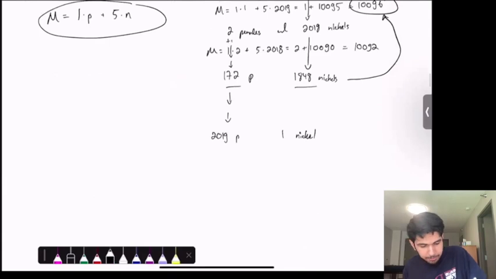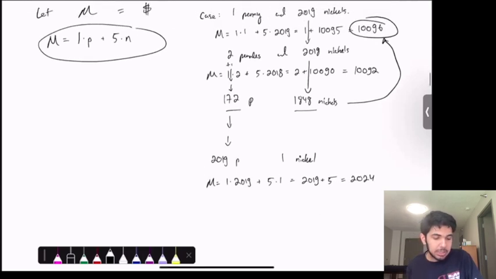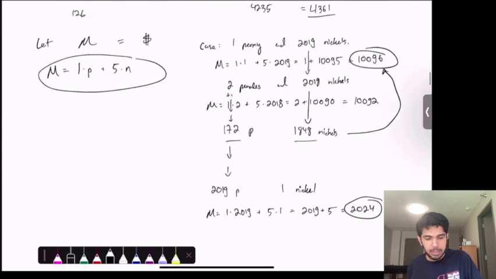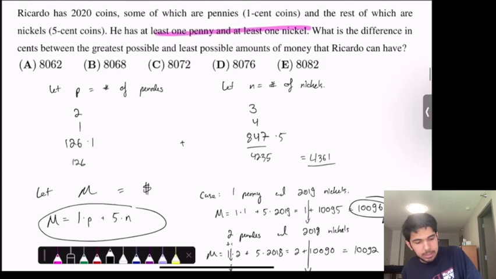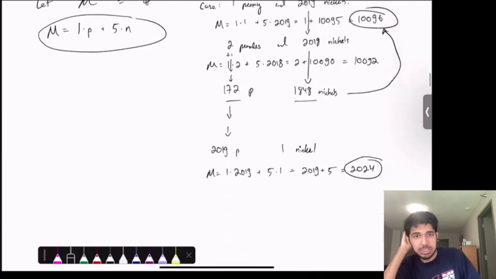So let's compute M. M equals 1 times 2019 plus 5 times 1. That's equal to 2019 plus 5. That's equal to 2024. And so this will be the least amount of money you could have. And we're asked to find the difference in cents between these two amounts. So we'll just take the difference.